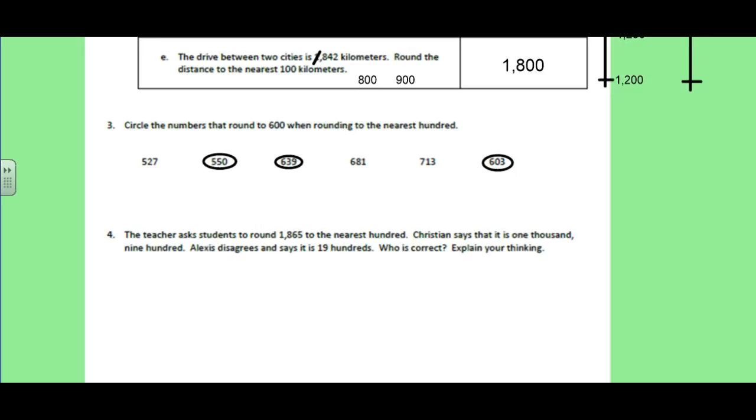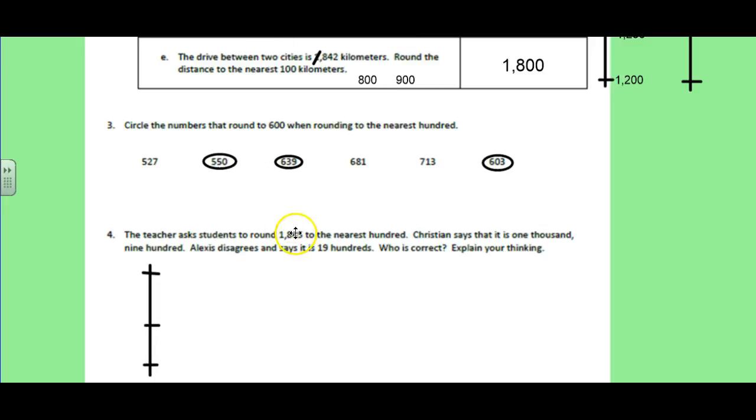Okay, so this is kind of like the one that we had on the previous problem set where someone is rounding and they tell what it rounds to, and you have to agree or disagree. So it says the teacher asks students to round 1,865 to the nearest hundred, and Christian says that it is 1,900. Alexis disagrees and says that it's 1900s. So who is correct? So first things first, what we're going to do here is we're going to draw a number line, and we're actually going to round it to see what it rounds to, and then we're going to see who is correct.